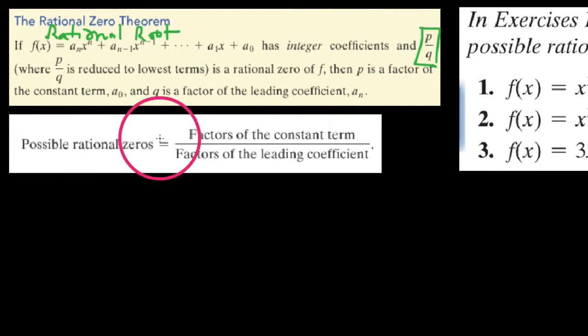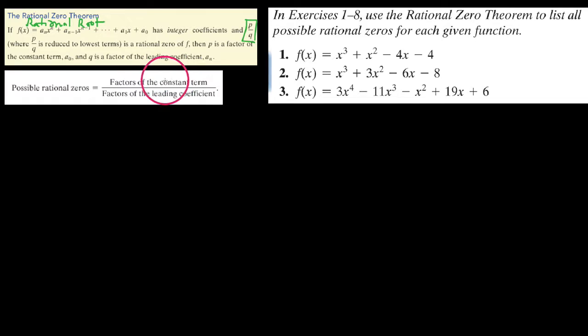where P represents all the factors of our constant term, or this term out here on all these polynomials, the one that doesn't have a variable, over Q, all the factors of our leading coefficient, which is this thing if you've got it in standard form. So to make this list, it's quite easy, but what I want you to know is that it gives us a list of possible rational zeros that could potentially be zeros of this. If it's not on the list, then it could never work.